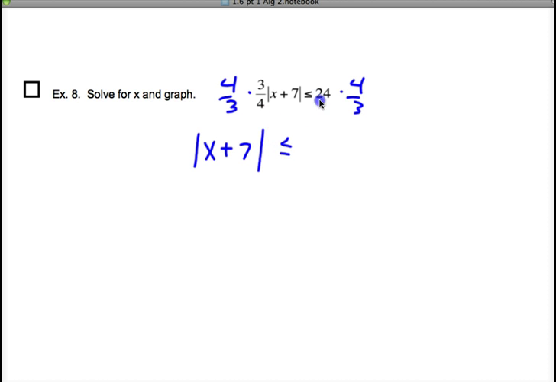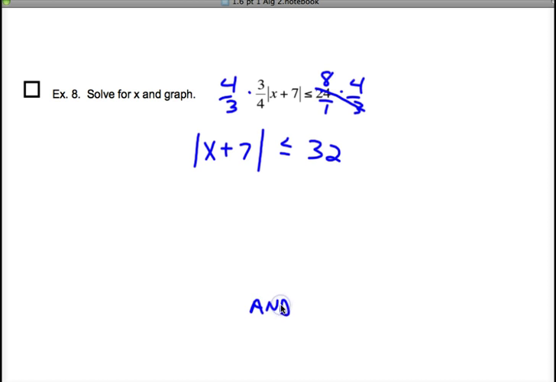Now here I'm going to do some math. I'm going to visualize this as 24/1. 24 divided by 3 is 8. And then 8 times 4 is 32. Once the absolute value is alone, I know what kind of problem it is. Here it's less than, so I know it's an and problem. This is going to be an and problem.